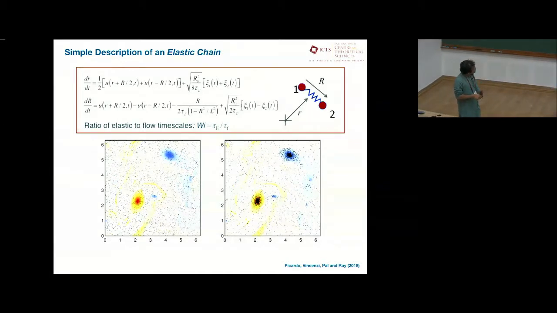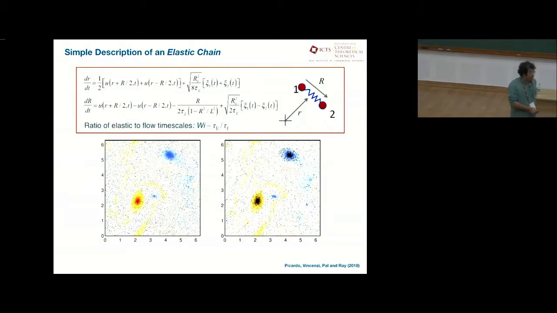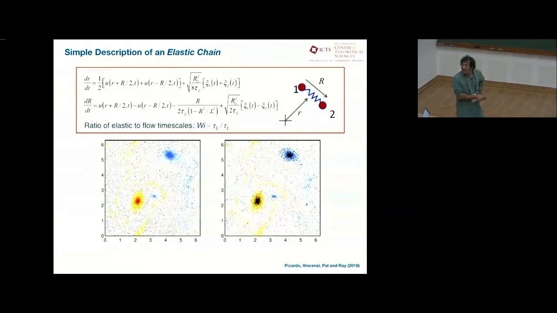I won't go through the equations except to say that the equations of motion of the chain contain the information about its elasticity, and you can construct a Weissenberg number, which is the ratio of the elasticity timescale and the intrinsic flow timescale. Here Jason, not me really, plotted the center of mass of chains of two different degrees of elasticity. Again, stressing these are chains made of tracers.